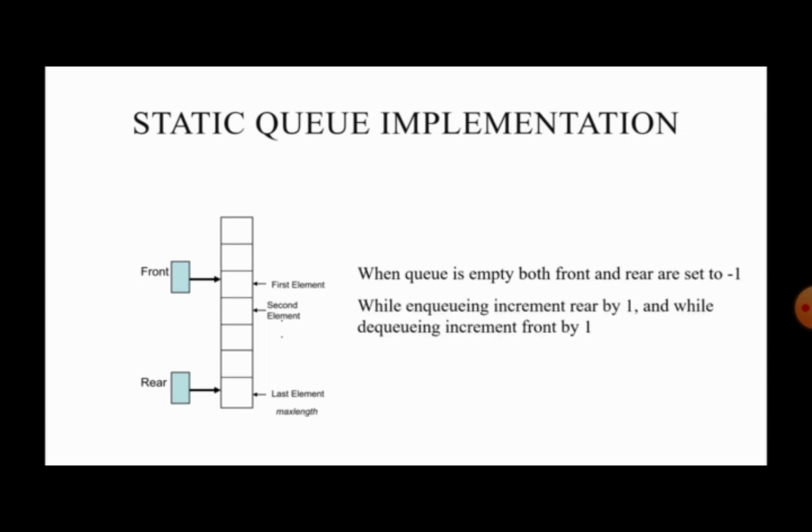While enqueuing we increment the rear index by 1, and for dequeuing we increment the front index by 1. When there is only one value in the queue, both rear and front index point at the same index. And if we have only one value in the queue and we apply the dequeue operation, then definitely we will reset front and rear both to -1 to show that the queue is now empty.